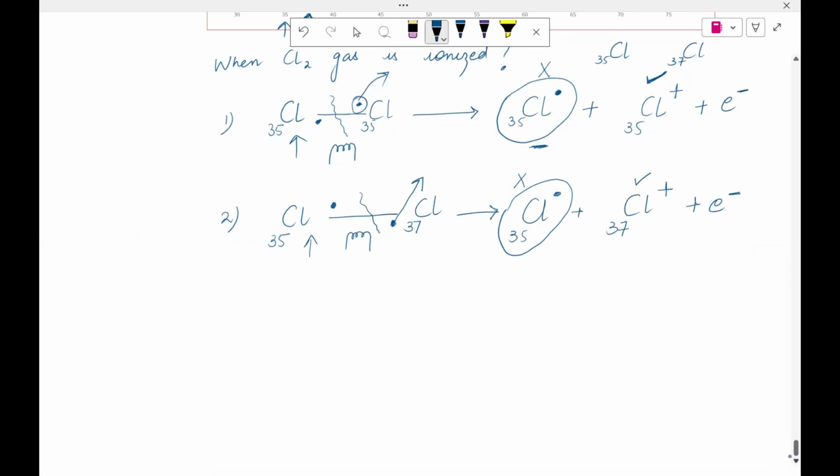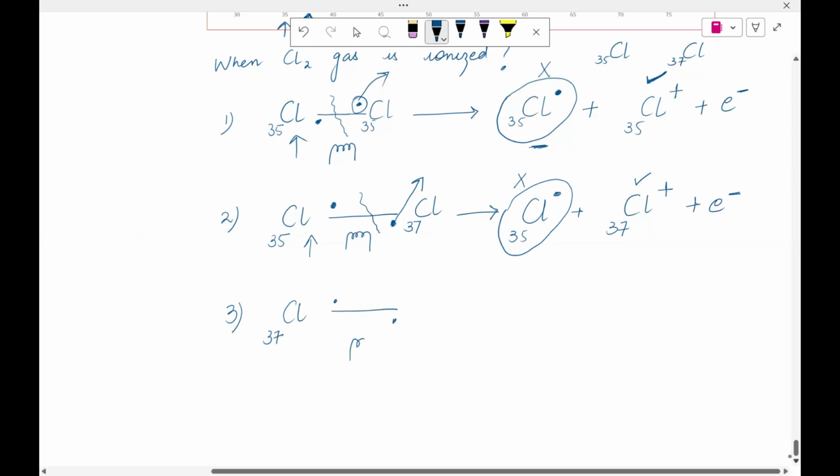And that would be the third condition. The first condition is when two would be having the same masses. And the second condition is that when there is one atom of 35 and another atom of 37. And now both are having the mass which is 37.